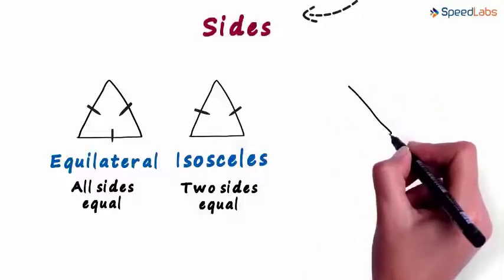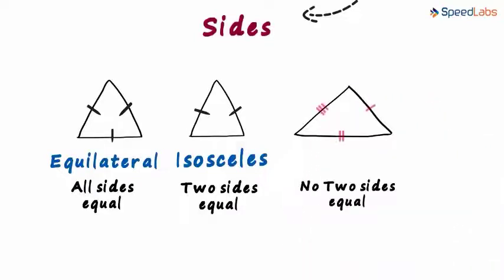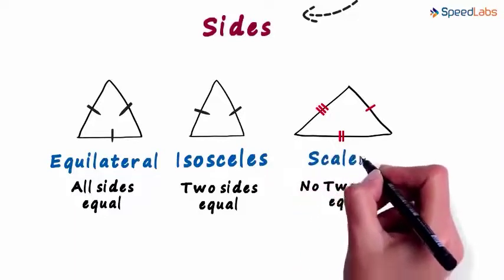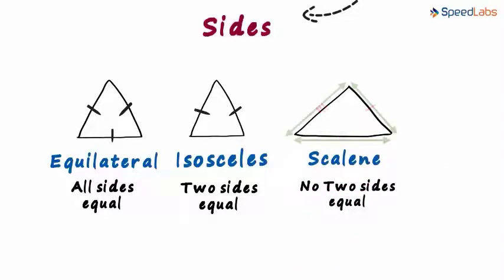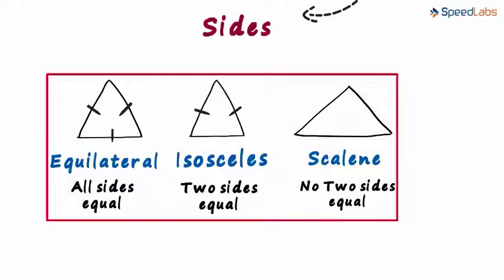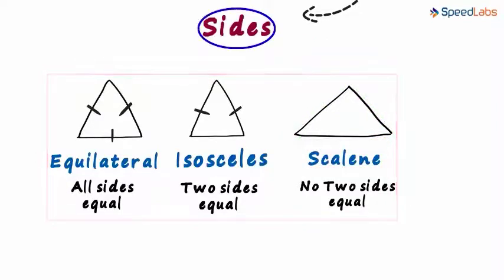And the third type of triangle is the one in which no two sides are equal. Such triangles are called scalene triangles. Remember, the length of each side of the scalene triangle is different from the other. So this was the classification of triangles based on sides.